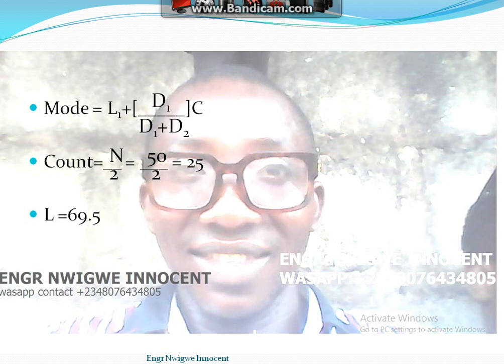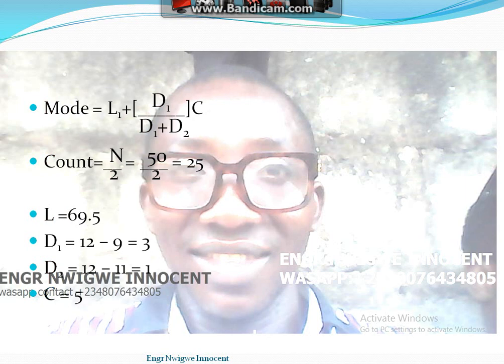69.5. Data 1 is the frequency of the modal class minus the frequency before it, which is 12 minus 9, which we now have as 3. While data 2 is 12 minus the frequency after the modal class, which is 1. The class boundary is 5.